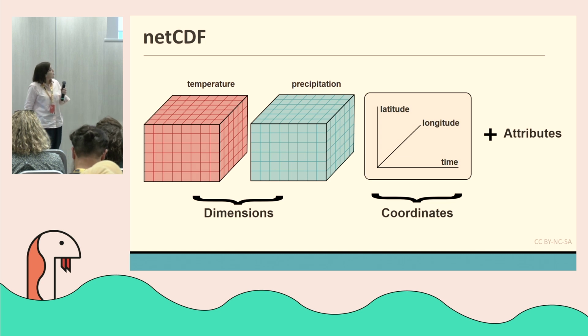As we have just seen, climate data are multidimensional, complex, and usually have a relevant size. So we need specific file formats to store them, and even to make them accessible in a quick and efficient way. One of these formats is NetCDF, which is the one we will use today. It stores the data according to their dimensions, the coordinates, and the attributes, which is another name for the metadata, the information about the data.